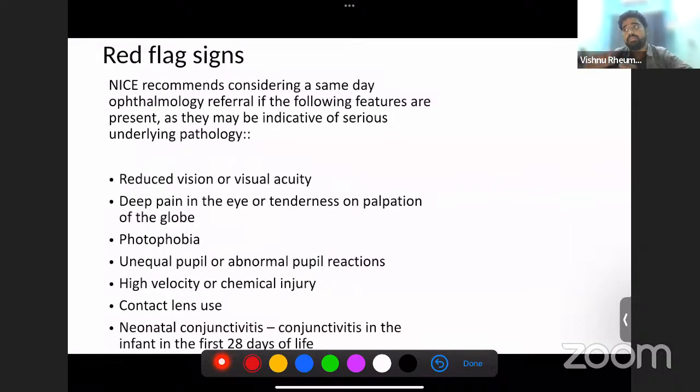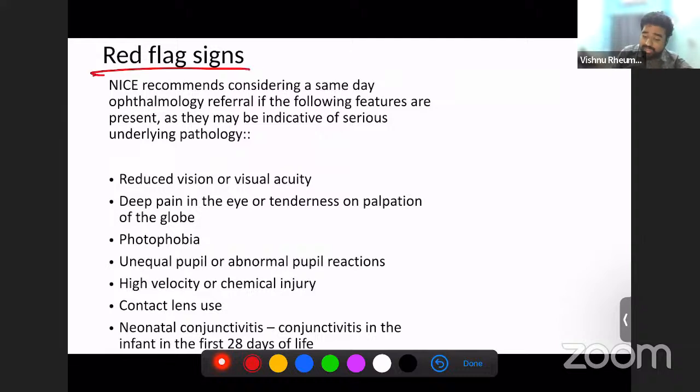Then, when a patient comes to you, you would not know the diagnosis, right? You would just have information about some signs and symptoms, and these are certain red flag signs that a physician, or a person who is looking at the red eye but is not an ophthalmologist, should know, to know when to refer to an ophthalmologist.